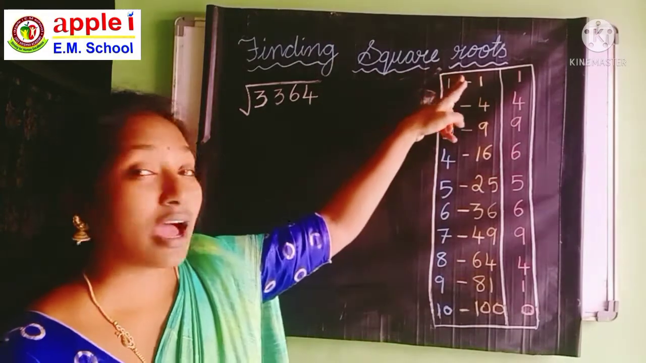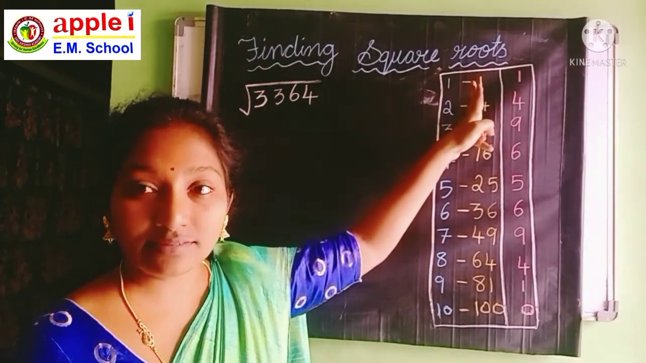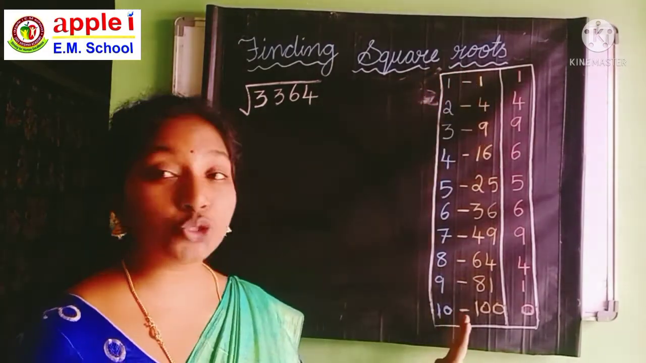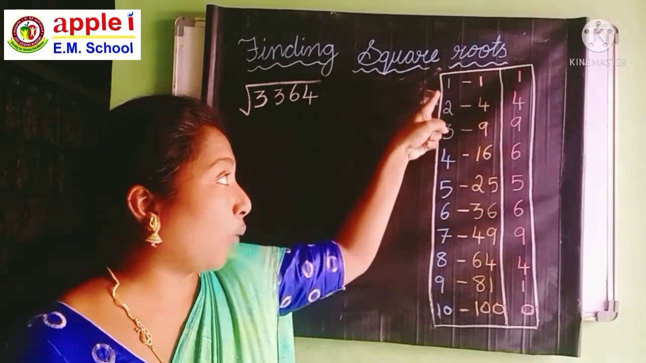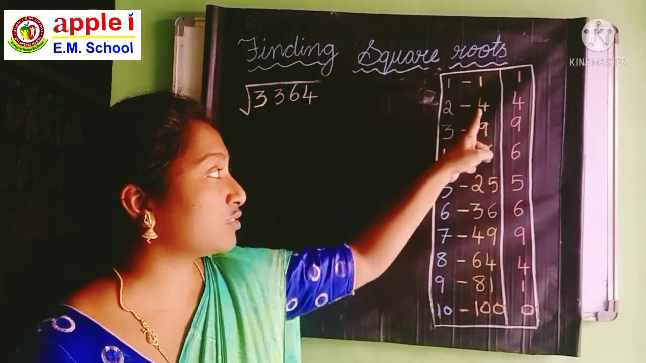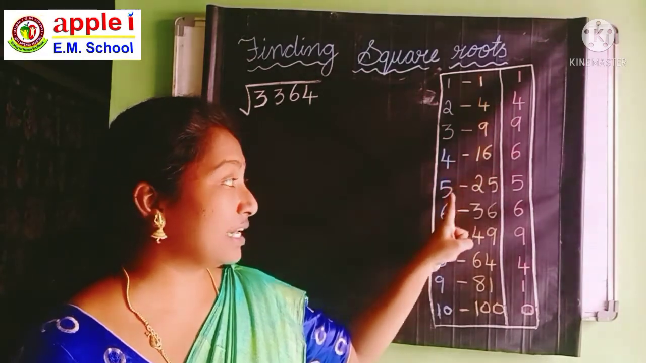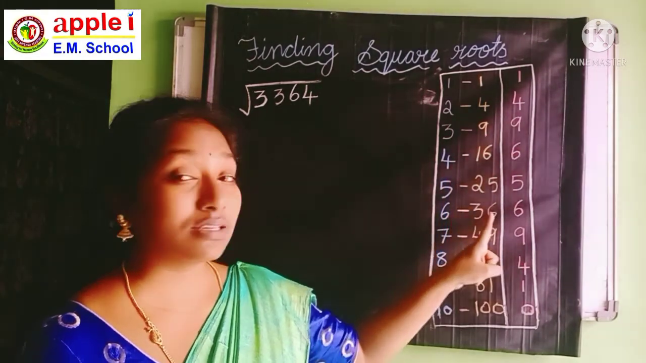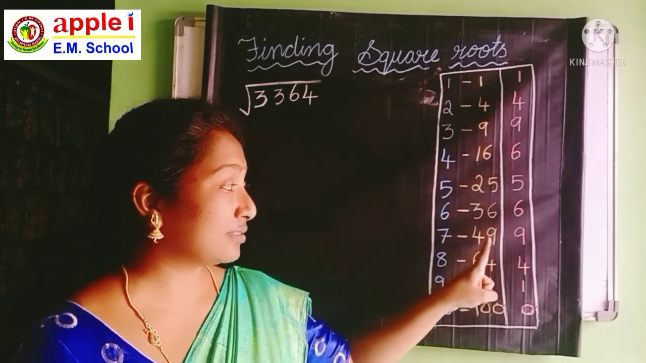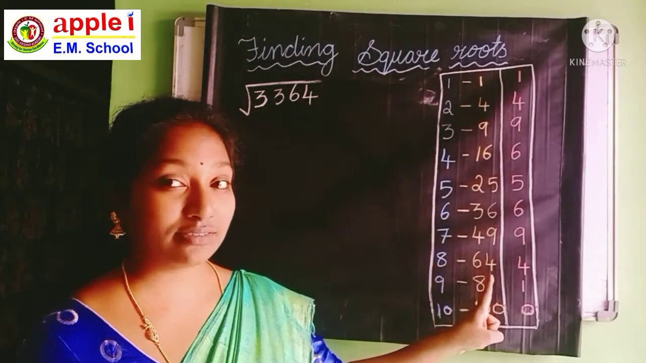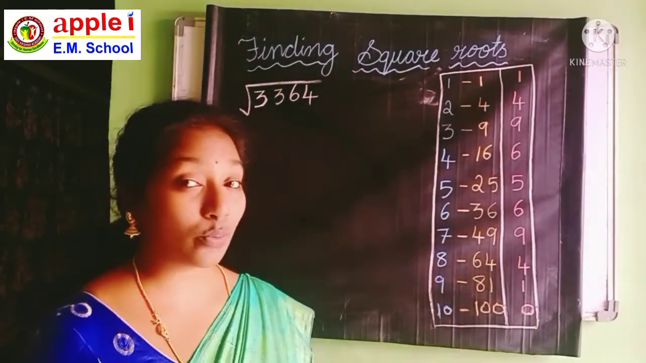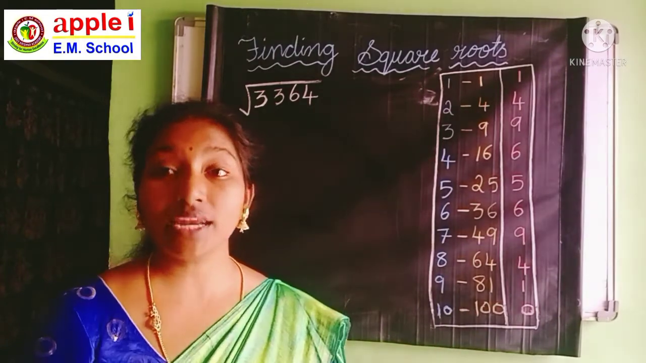Here, I have written squares from 1 to 10. 1 square 1, 2 square 4, 3 square 9, 4 square 16, 5 square 25, 6 square 36, 7 square 49, 8 square 64, 9 square 81, 10 square 100.